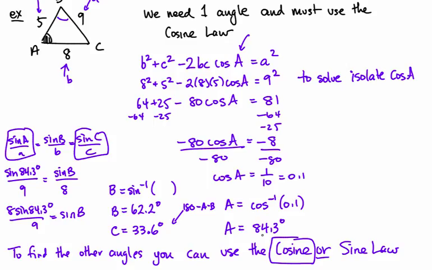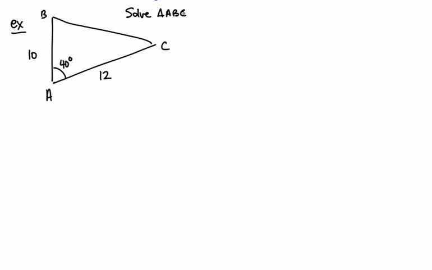Let's take a look at one more example. So in this case, again, we're solving triangle ABC. We need to find all the missing sides and angles. And one way that you can tell that the cosine law will work is that we have side angle side. Another way is you can try using the sine law, and you'll see that you don't have enough information to solve things.